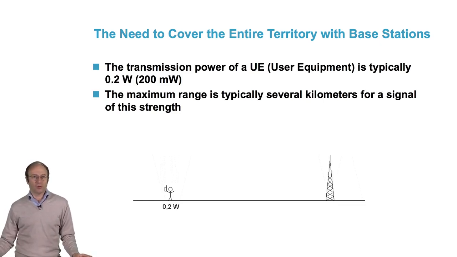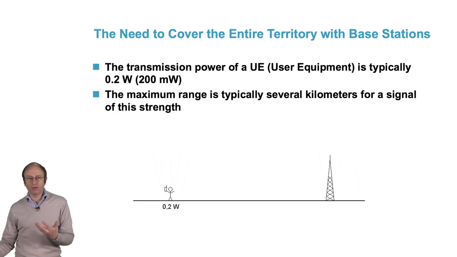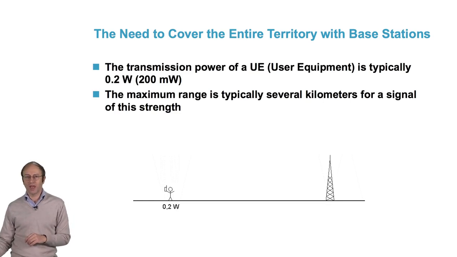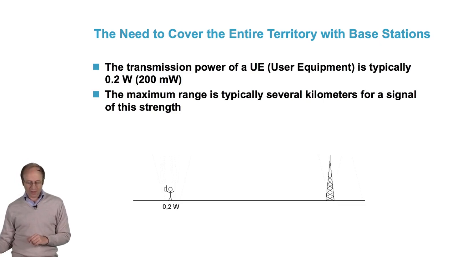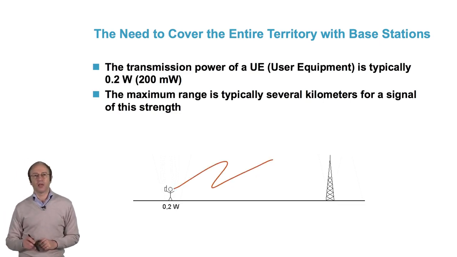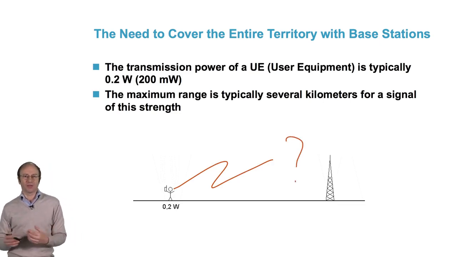The range with such power obviously depends on the situation. In other words, if I'm in the city, it's not the same range as if I'm in the country. But we can give, as an order of magnitude, a maximum range of several kilometers for a strength of 0.2 watts. That means if I'm very far from the base station antenna, I'm not going to be able to have my communication, my access to mobile internet.